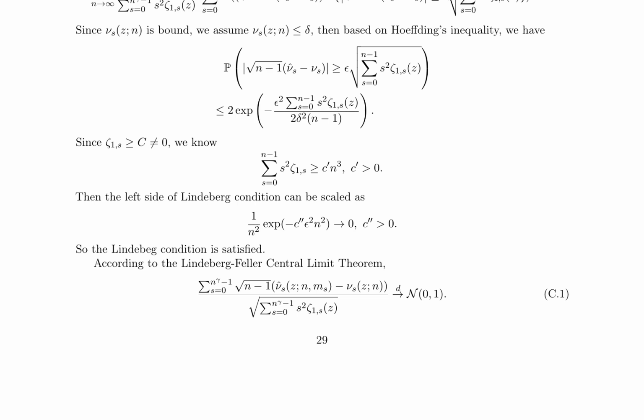This condition is satisfied due to the boundedness of the layer-wise variances, ν_s(z, n), and the fact that the sum of the layer-wise variances, (nγ−1)/n times the summation over s equals 0 of s² ζ_1,s(Z), grows at least cubically with the number of samples, n. As the Lindeberg condition is met, the authors conclude that the statistical quantity converges to a normal distribution as the number of samples increases.